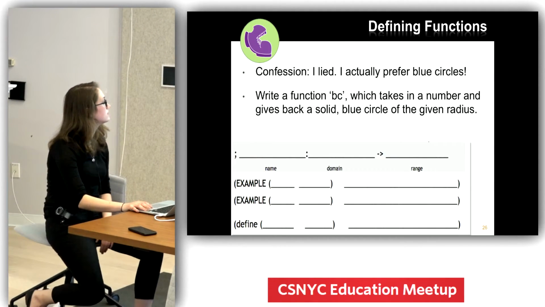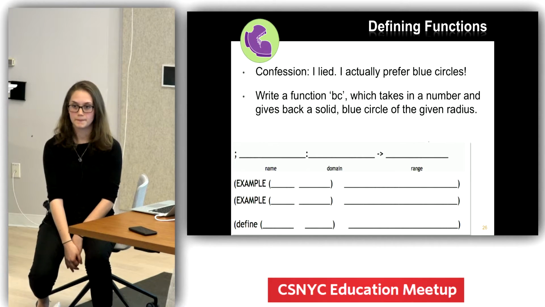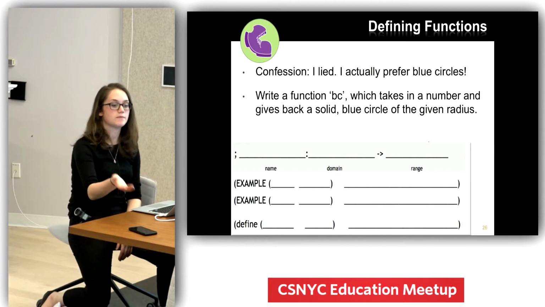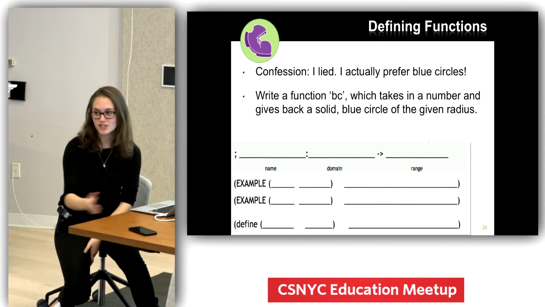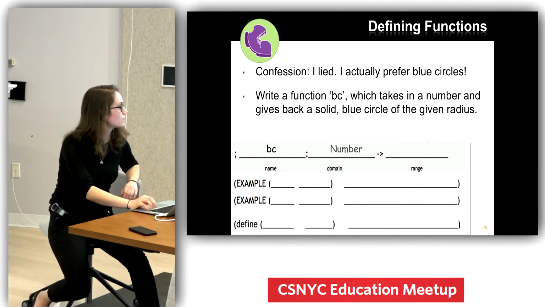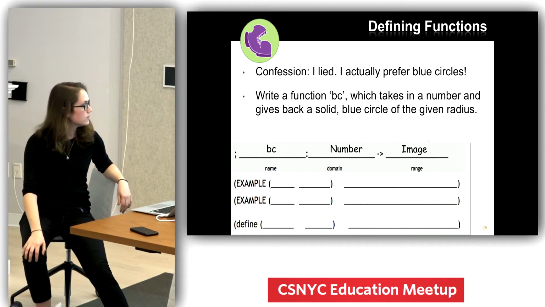So again, where do we start in the design recipe? What's our first step? Yep, the contract: name, domain, and range. Can somebody up here help me out with the full contract for the function BC? Sean, Name is BC. Okay. Domain is a number, and the range is an image. Beautiful. So far, so good.